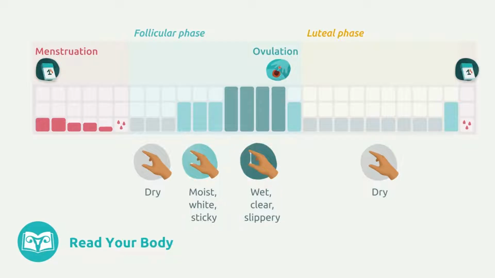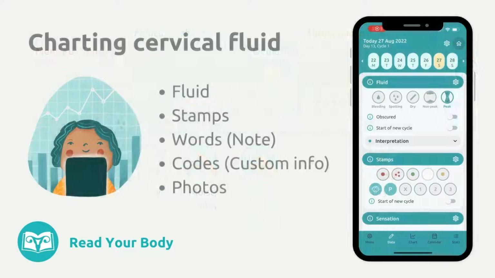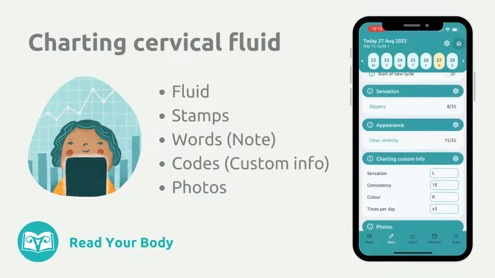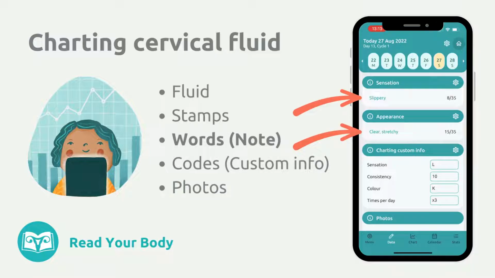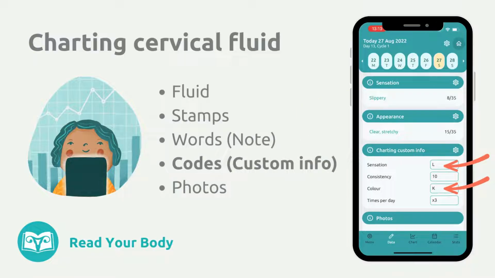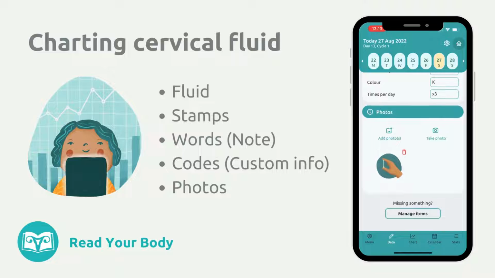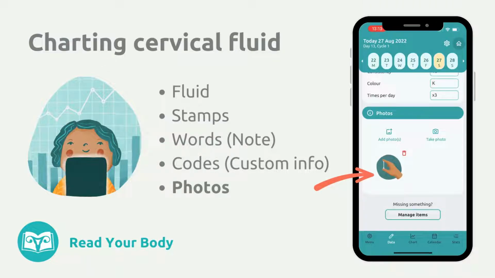So what are the options for charting cervical fluid in Read Your Body? Depending on what your chosen fertility awareness-based method recommends, you can chart with different fluid categories or coloured stamps. You can enter your own words or codes, and you can even add photos to have a visual record.